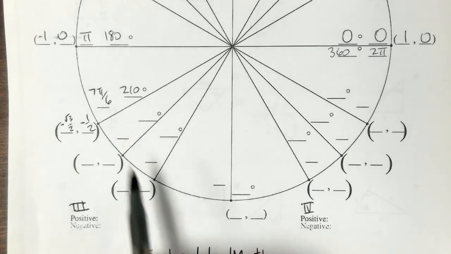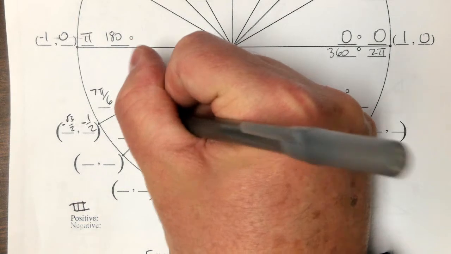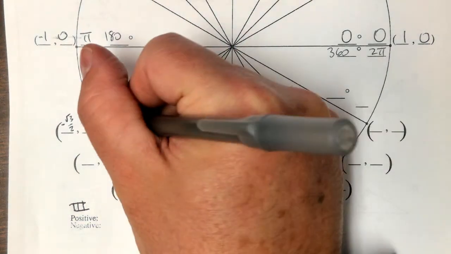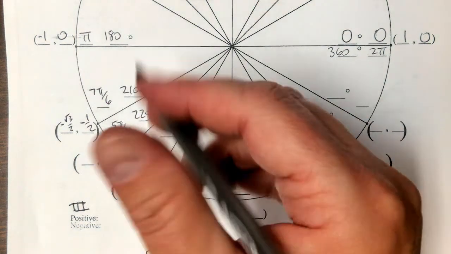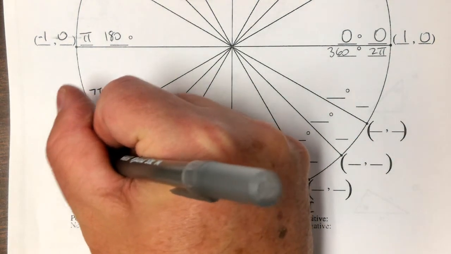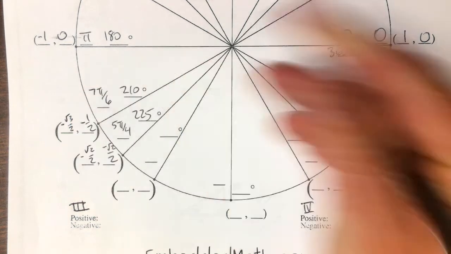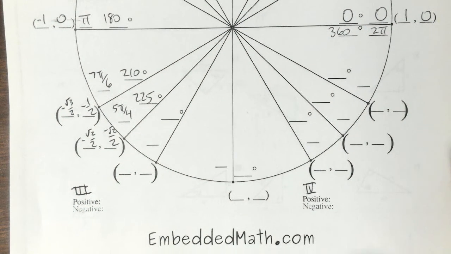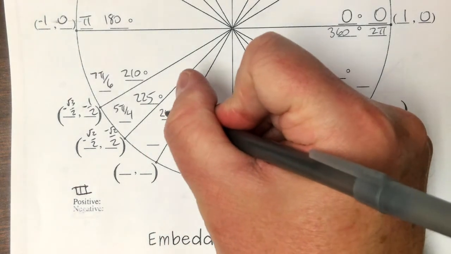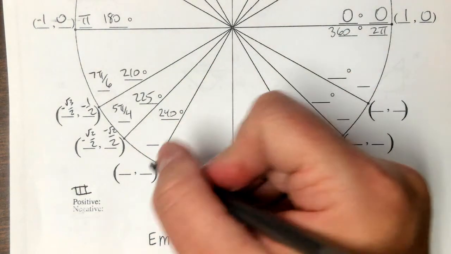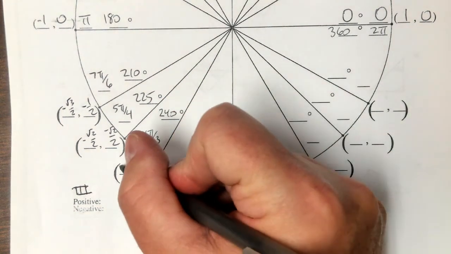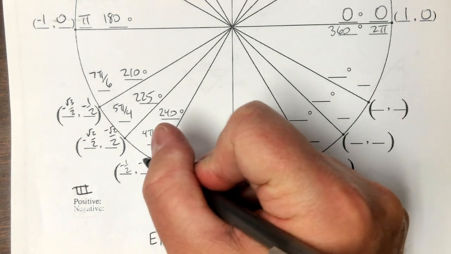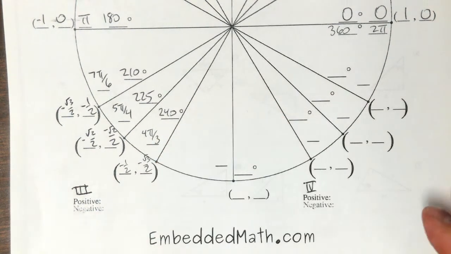The next one after 210 is 225, and that'd be 5 pi fourths. And that one is negative square root of 2 over 2 for both. And then after that is 240, which is 4 pi thirds. So that's negative a half, negative square root of 3 over 2.